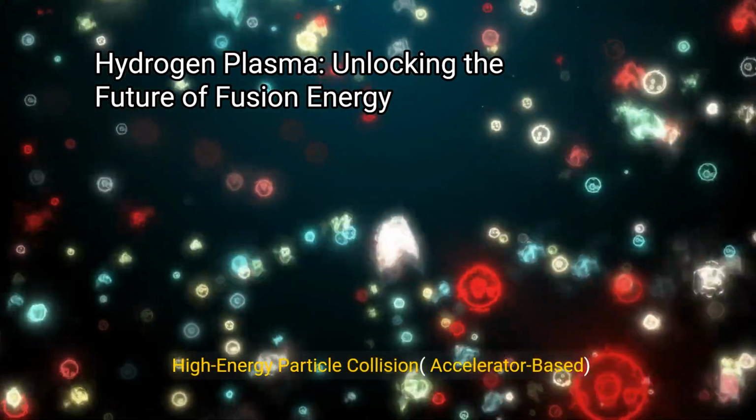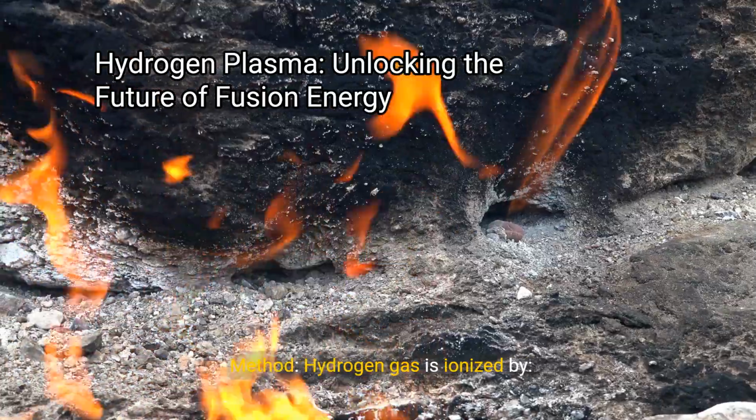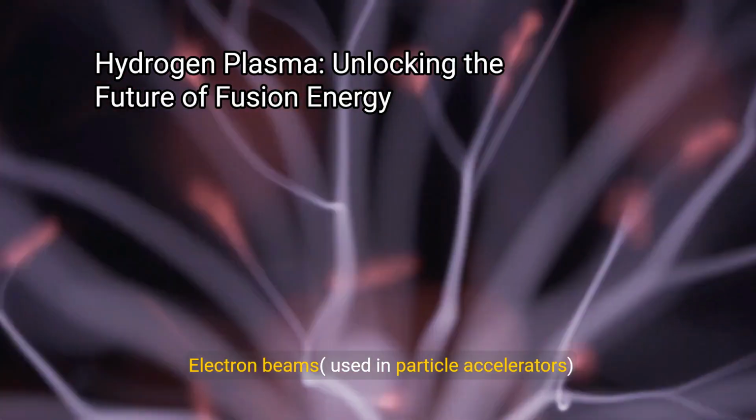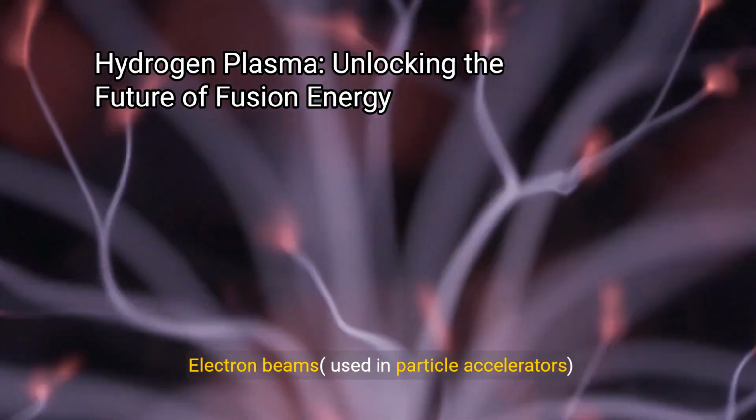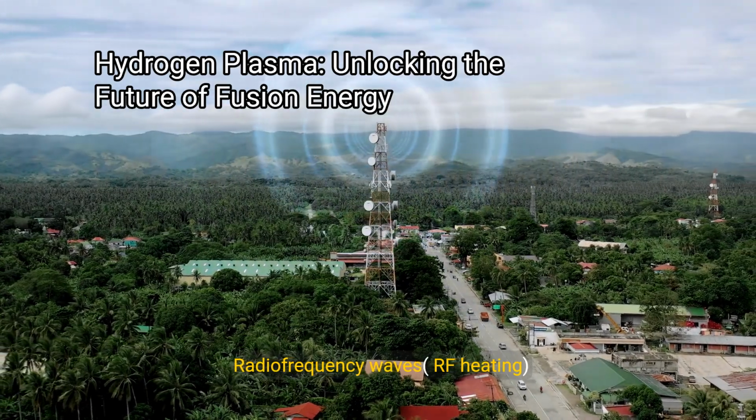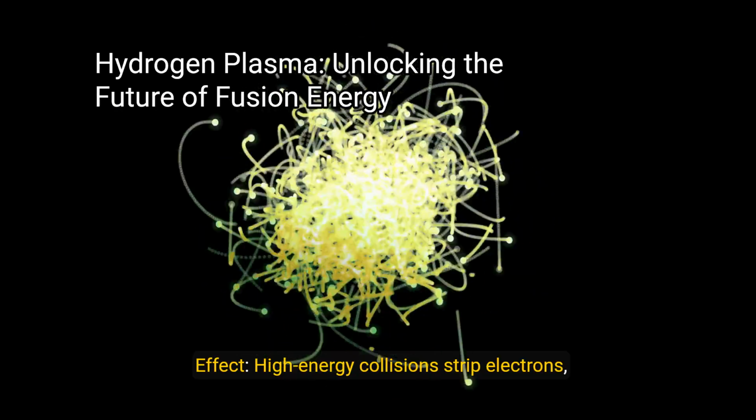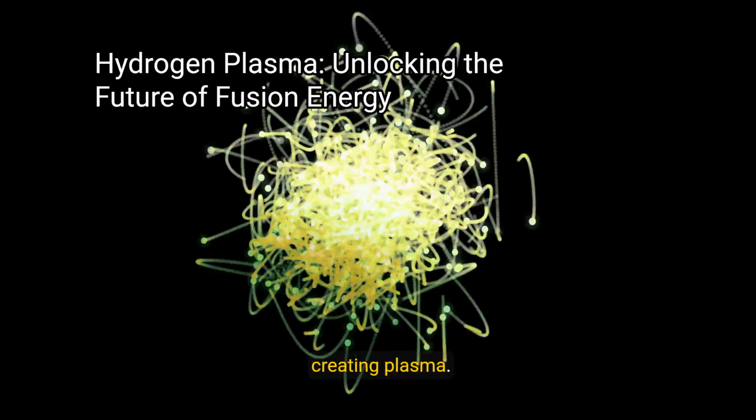C. High-energy particle collision, accelerator-based method. Hydrogen gas is ionized by electron beams used in particle accelerators, and radio frequency waves, RF heating. Effect: high-energy collisions strip electrons, creating plasma.